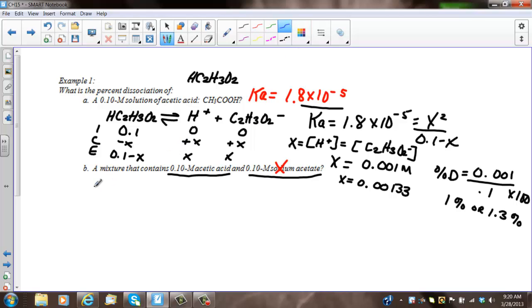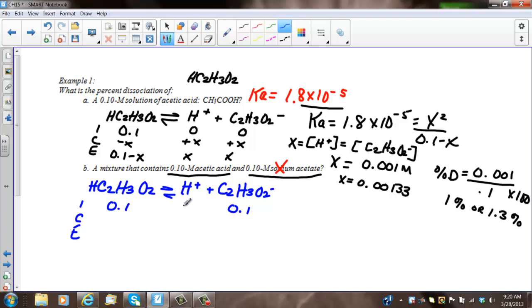So I'm going to rewrite what we just did to show you what a common ion does in solution. C2H3O2, H plus, and the acetate ion. And I'm going to set up my ice table. So initially we have 0.1 molar acetic acid. However, I also have 0.1 molar acetate ion, and I have no hydrogen ion yet because the sodium acetate was mixed with the acetic acid.